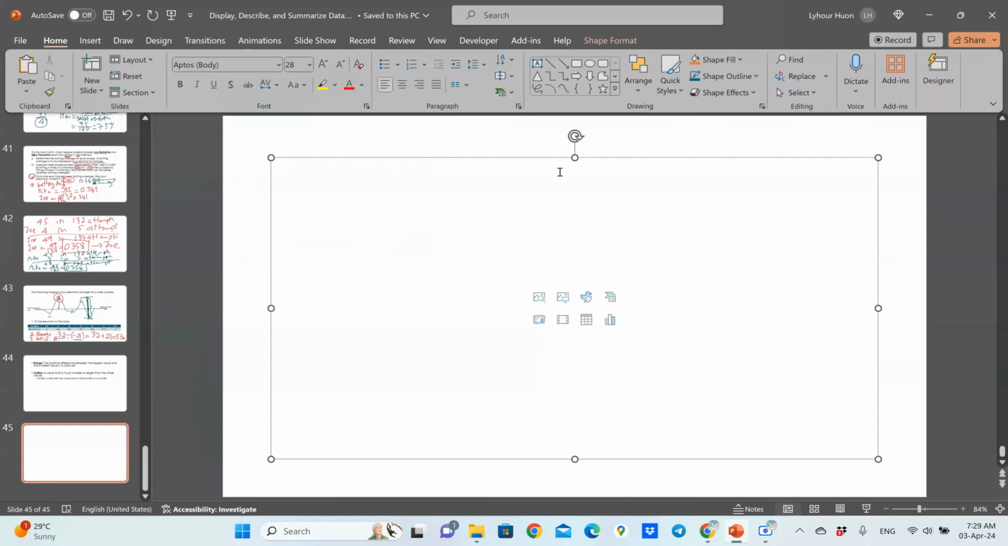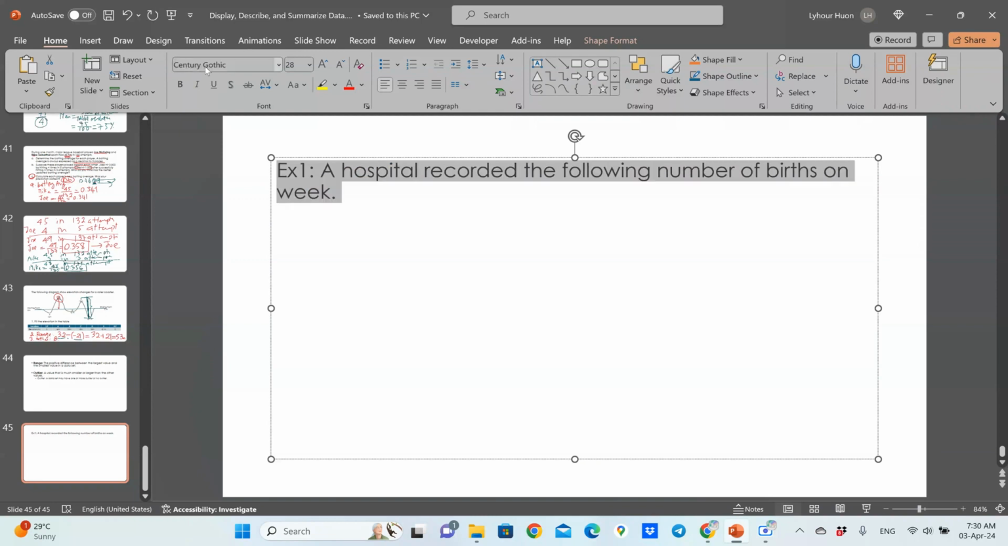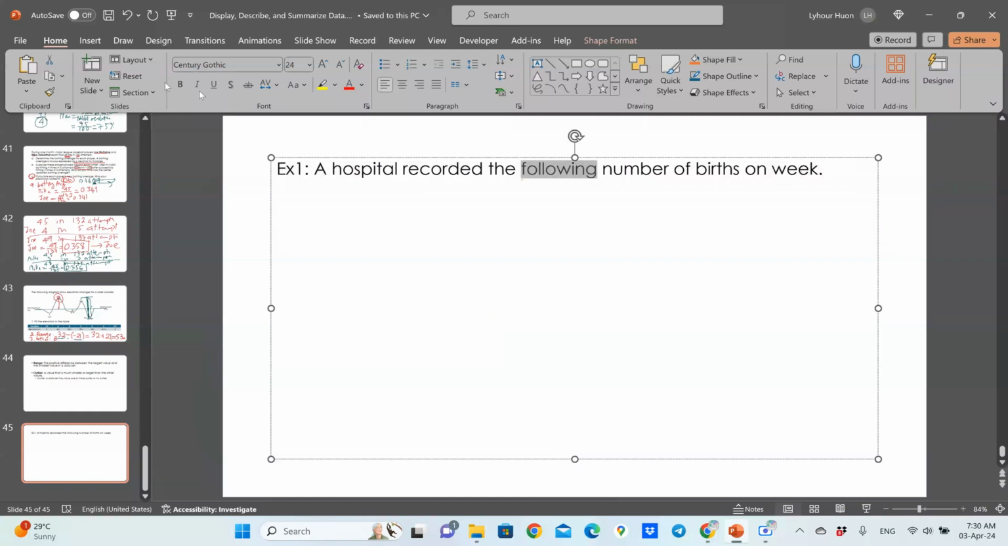Okay, so example one. This example should be easier. A hospital records the following number of births in one day, in one week.